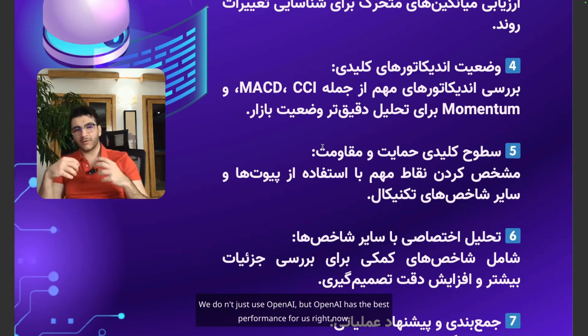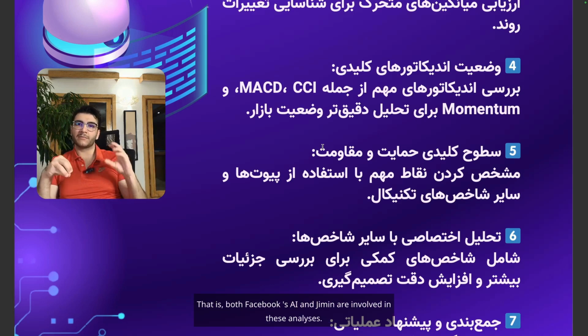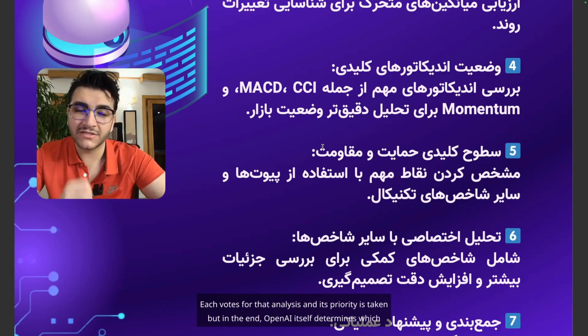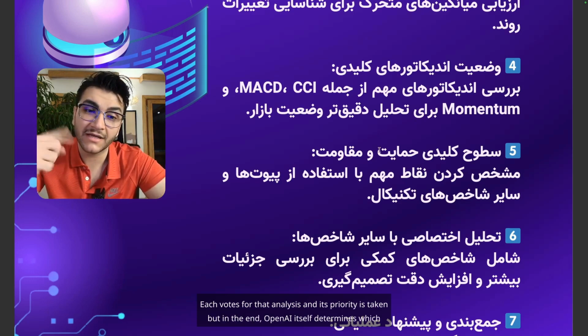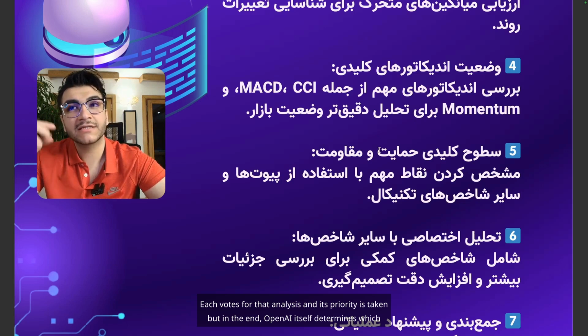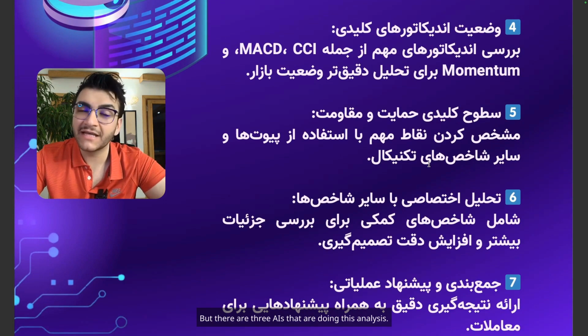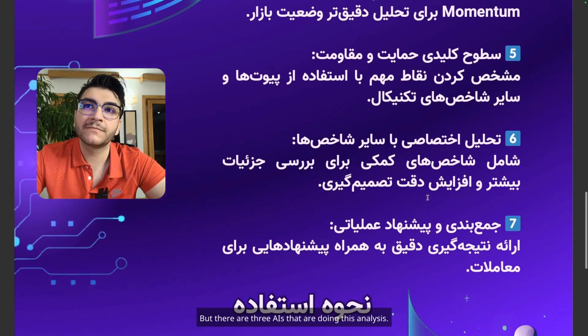We don't just use OpenAI, but OpenAI has the best performance for us right now. That is, both Facebook's AI and Gemini are involved in these analyses. Each votes for that analysis and its priority is taken, but in the end, OpenAI itself determines which analysis is better. That's why I'm using it as an example, but there are 3 AIs that are doing this analysis.